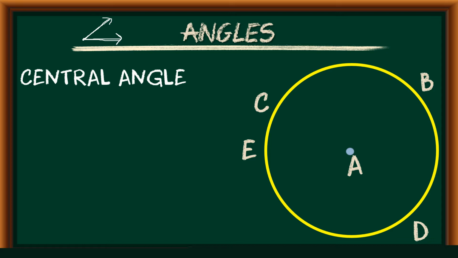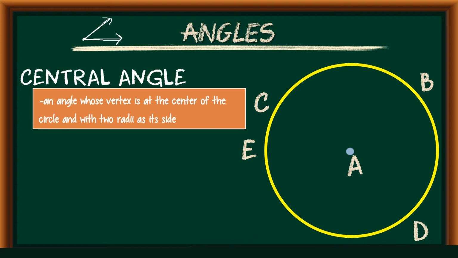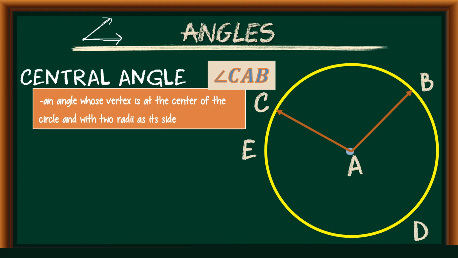The first angle is the central angle, from the word central, center. So it is an angle whose vertex is at the center of the circle and with two radii as its sides or legs. So if we have circle A over here, a central angle CAB is formed. We have the two legs or the two sides are radius AC and radius AB. Central angle, ang vertex niya ay si center, si A.